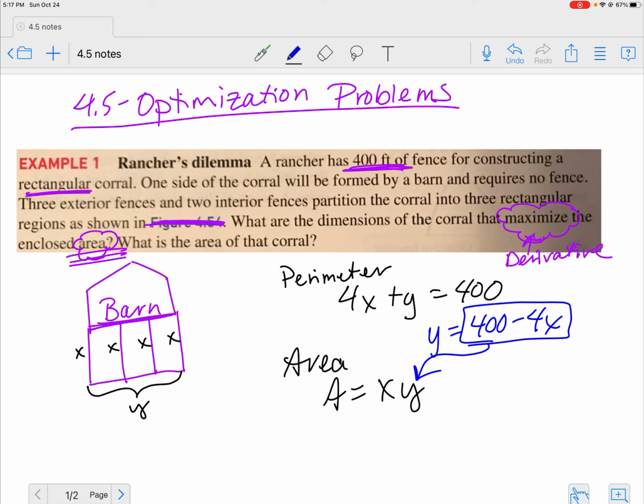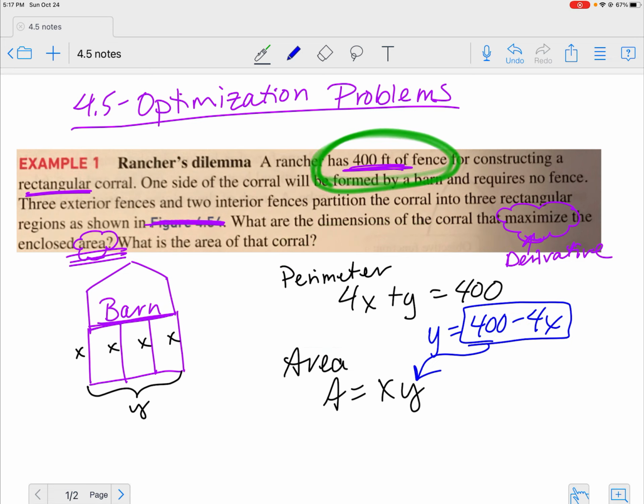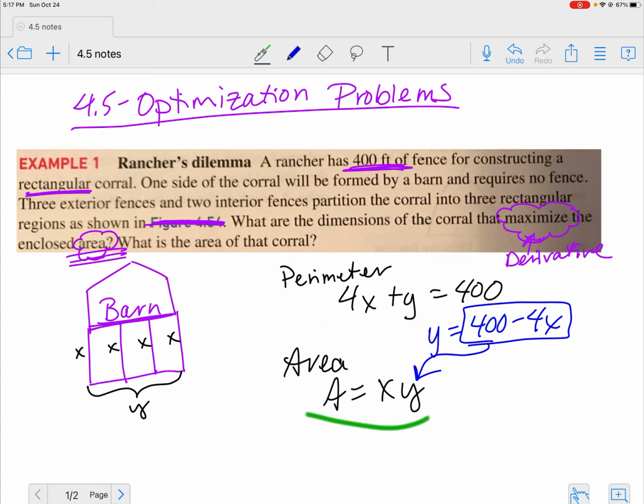Okay, so for these optimization problems, you are going to be working with two equations. One of your equations is going to be with the information you're given: 400 feet of fence goes around the outside, that's a perimeter. Then I'm going to be working with a formula that I want to maximize or minimize. Either one, the same thing, the same process. If I want to maximize or minimize the amount that I'm looking at, that's the formula we work with here.